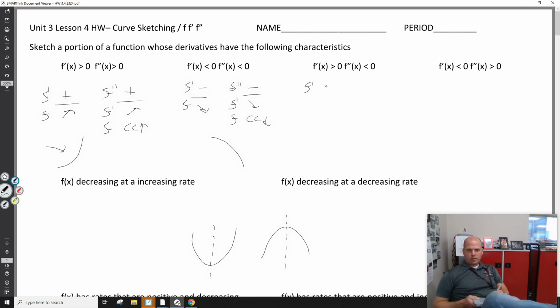Here my first derivative is positive, so my original function must be increasing. My second derivative is negative, which means my first derivative must be decreasing, which means my original function must be concave down. Increasing concave down would be this portion. First derivative negative, function is going down. Second derivative is positive. First derivative is increasing. My function must be concave up. Going down, concave up. I look at concave up. Going down, concave up. Looks like that.